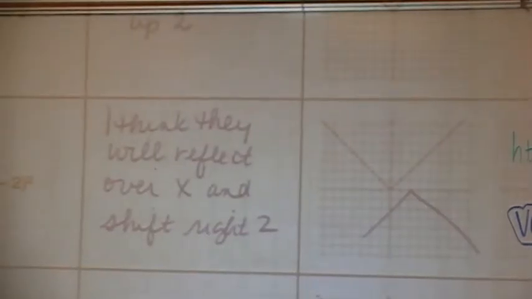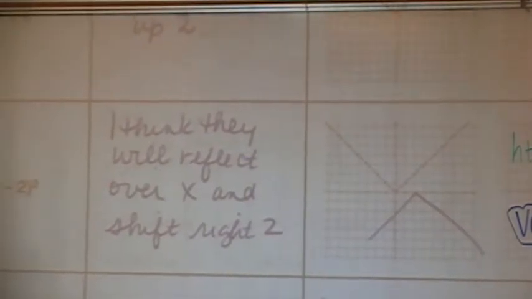So it looks like they shifted right and flipped over the x-axis. And then check your prediction, see how you did. Okay, they're getting more complicated.